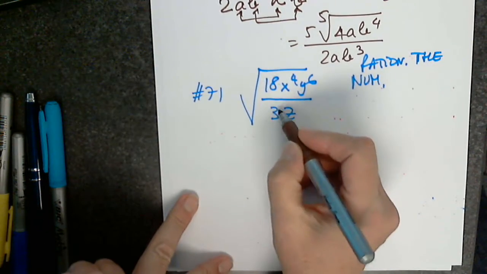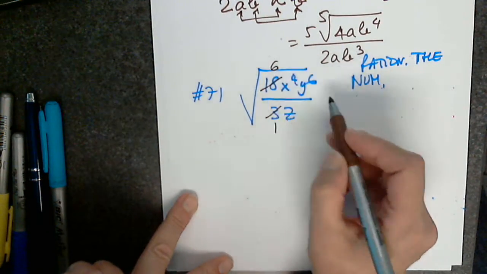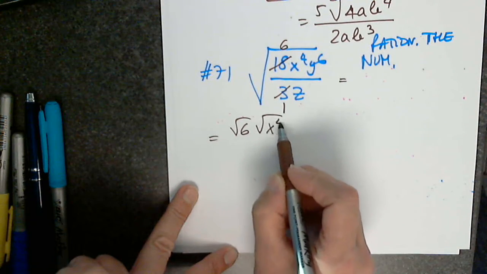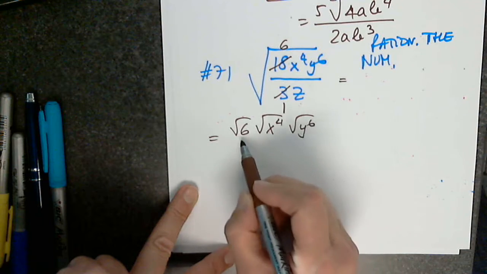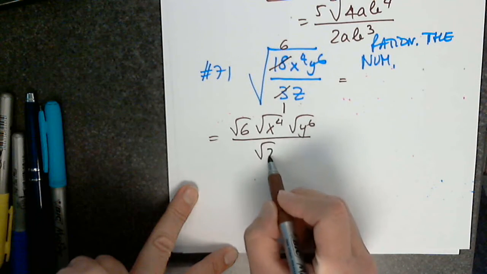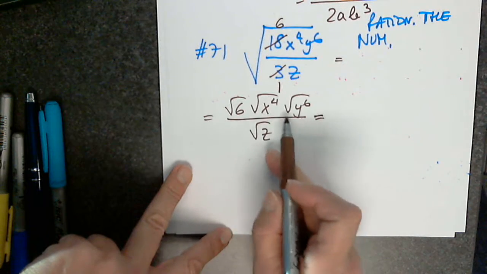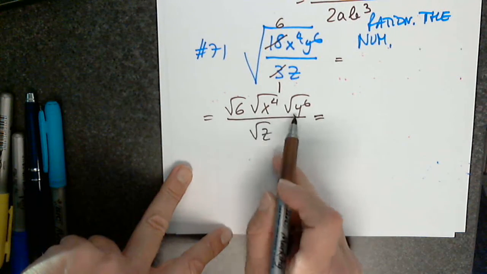Here's what I would do. First of all, I will simplify by 3. So then I have the square root of 6, the square root of x to the 4th, the square root of y to the 6th, divided by the square root of z. But these two will be radical free.